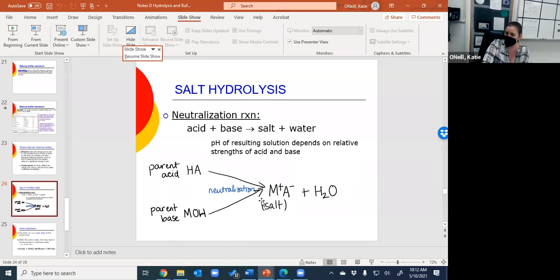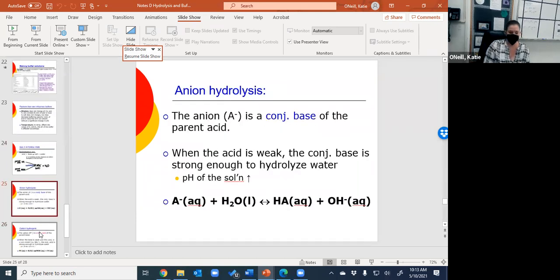Okay, so we're going to continue to use these letters though. So M, we're talking about whatever metal was attached to the hydroxide in the first place. And then A for the anion that was originally the acid. Okay. So then, the 2 main types when you do not have a strong acid or strong base. So this is when one of them is weak.